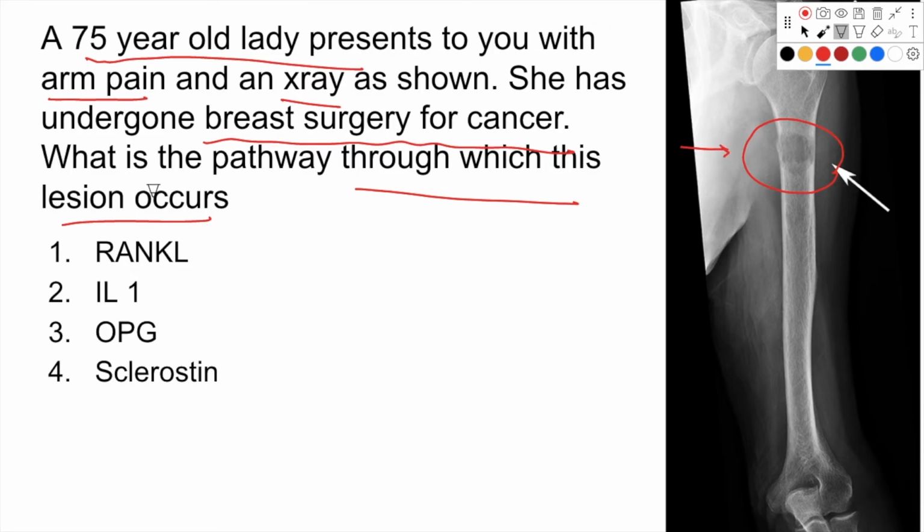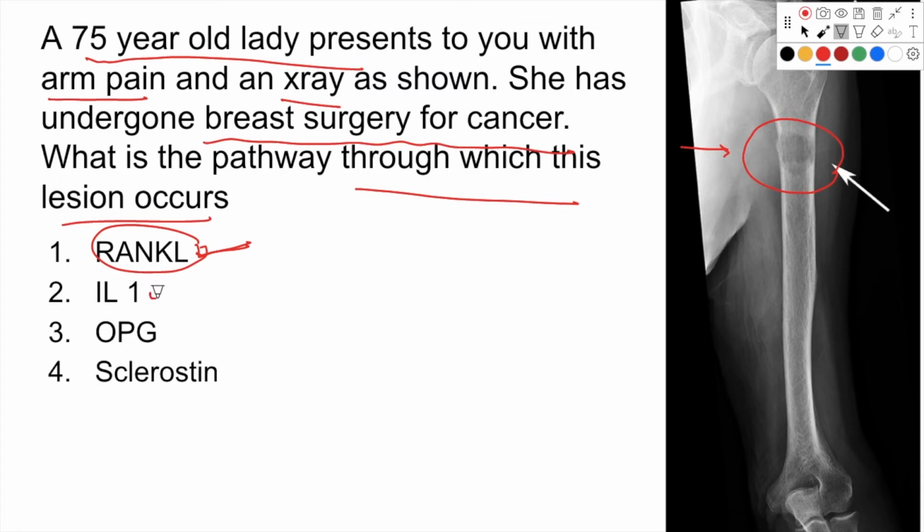So it has been shown that RANK ligand is the pathway through which this occurs. That is, increased osteoclastic activity through the RANK ligand pathway and increased bone resorption is what causes this metastasis-led lysis of bones. So the RANK ligand pathway is the answer.